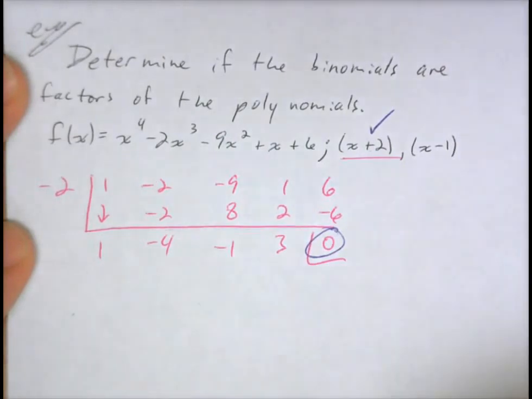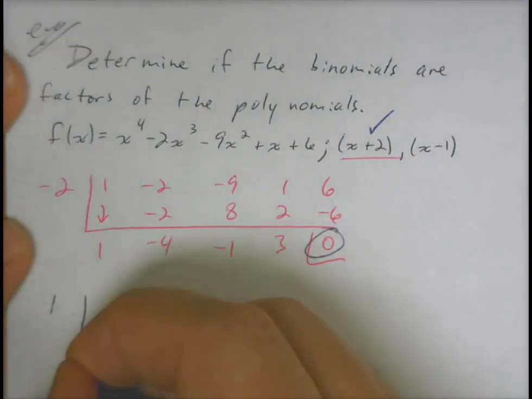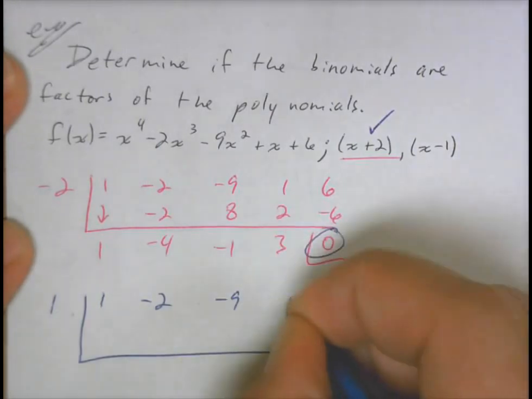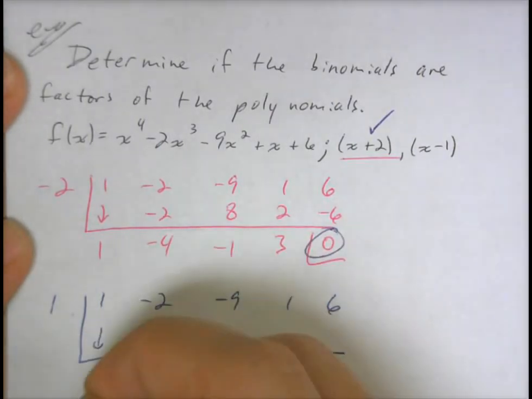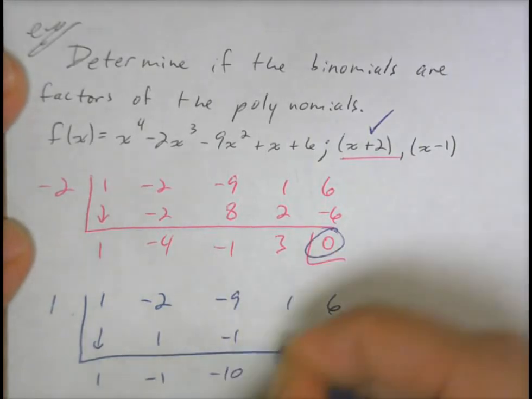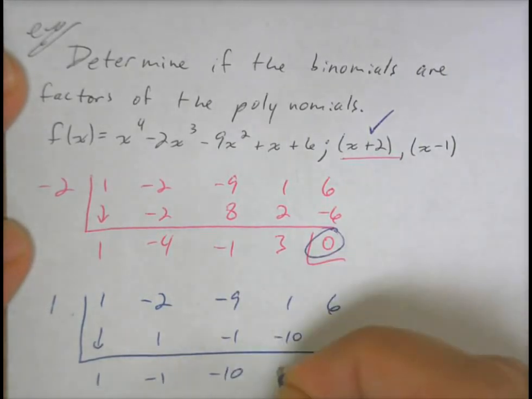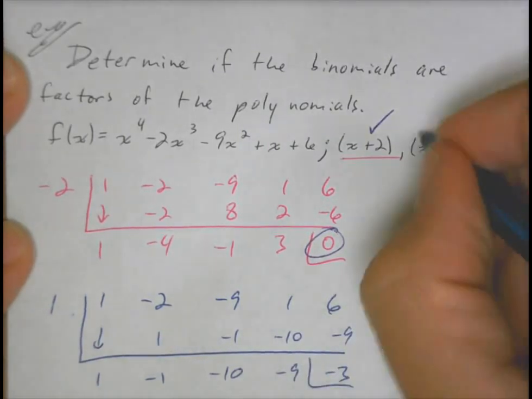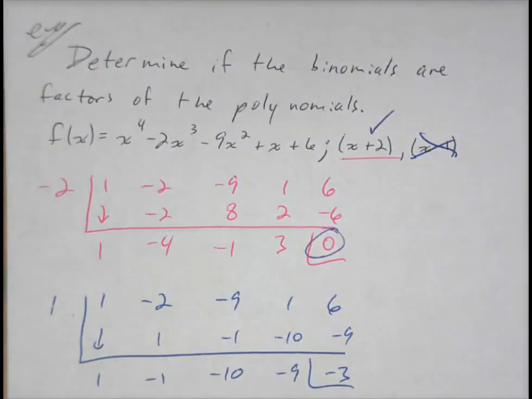And then if we try the other one, we would have a 1 on the outside, still going from the same polynomial. Bring down the 1, 1, 1, negative 1, negative 1, negative 10, negative 10, negative 9, negative 9, negative 3 remainder, so x minus 1 is not one of them.